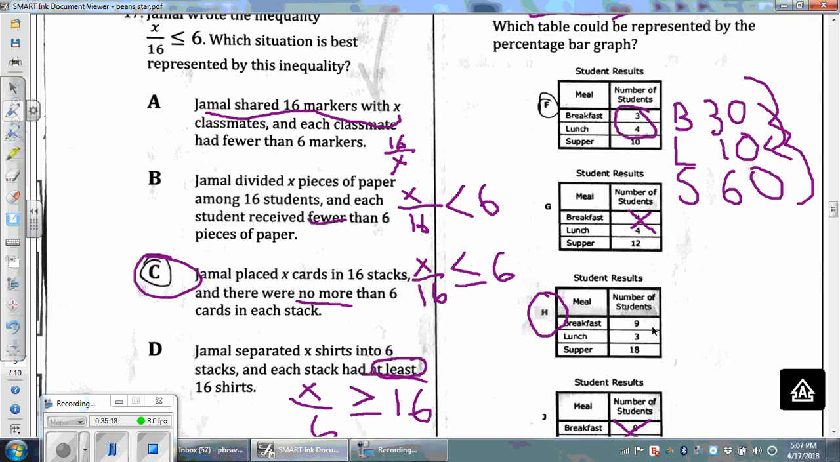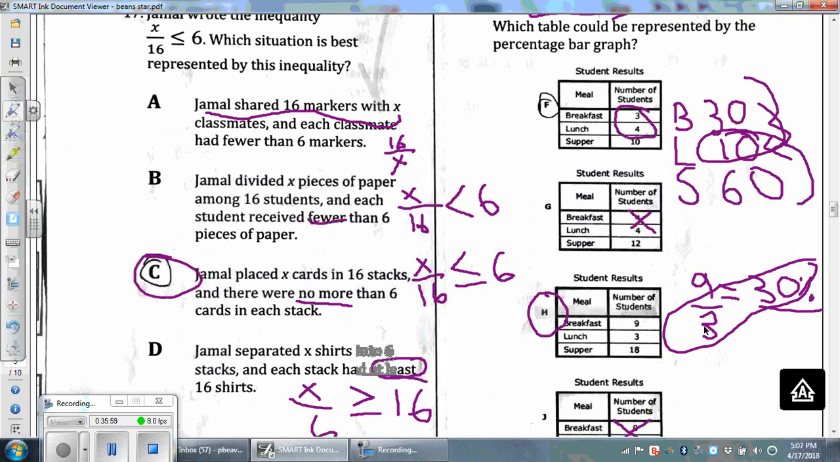Well, that will not be an integer, so I don't want to confuse you with that. But let's try to do this a different way. If we say 9 students equals 30%, the ones who like breakfast the best, what will be the percent, and I'm looking to get this number, for 3 students? You could do it here as a ratio, as a proportion.